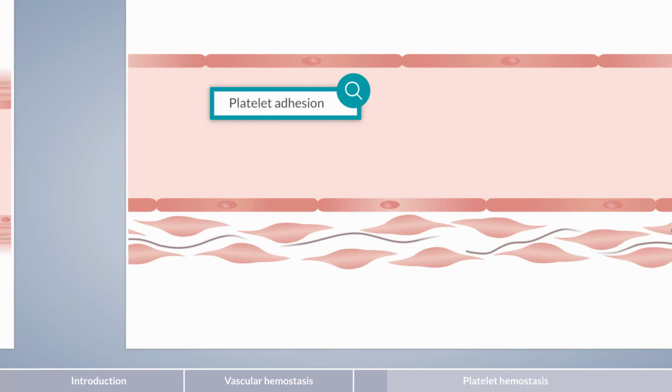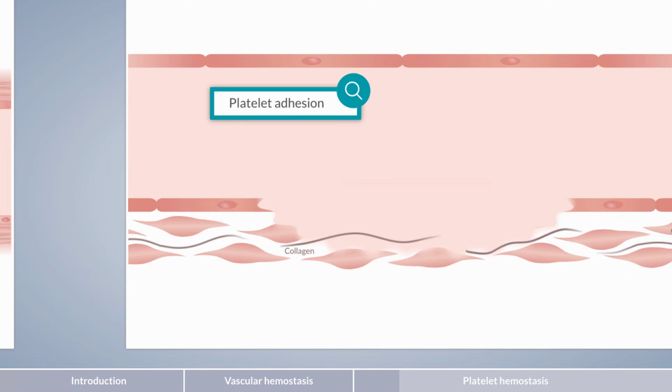In intact blood vessels, platelets are separated from the endothelium by subendothelial connective tissue. If the endothelium becomes damaged, collagen fibers are released and platelets accumulate. For this to occur, platelets require von Willebrand factor, or, in short, VWF, as shown in the image.